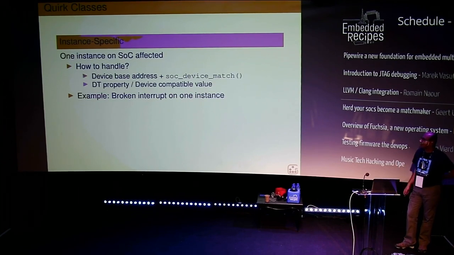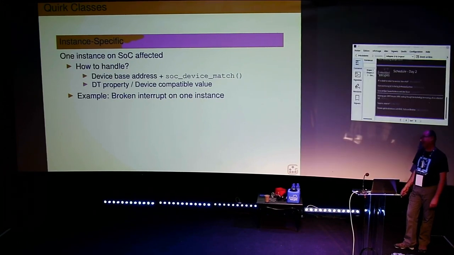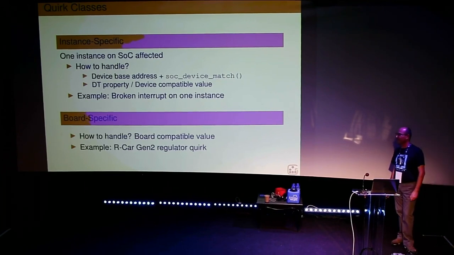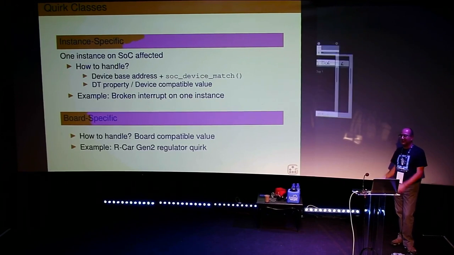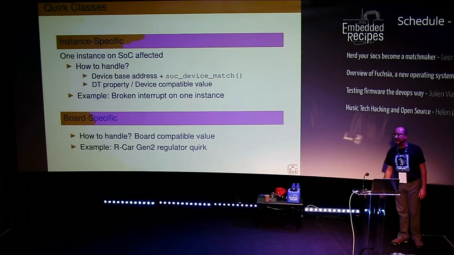This is one case I mentioned before, that if one instance on the SoC is affected, you probably have to look at the device base address, which you get from the reg property. You perhaps use SoC device match too. You could add a DT property, but it's probably not such a good idea. You want to avoid adding properties and usually only discover that after the fact. An example of that is an interrupt not working on some specific instance because they miswired it, something like that. And the fourth case is board specific issues.